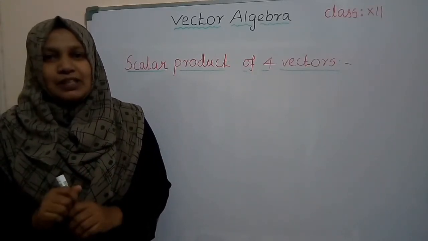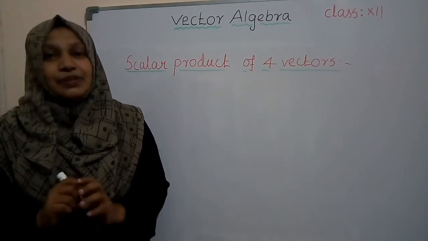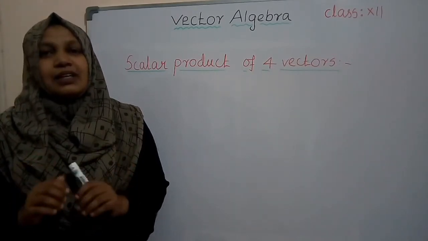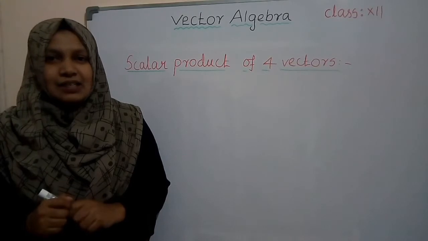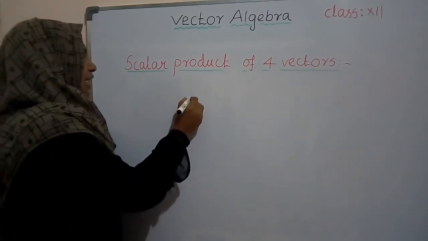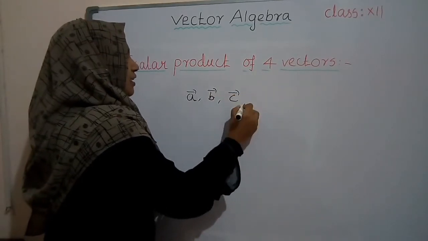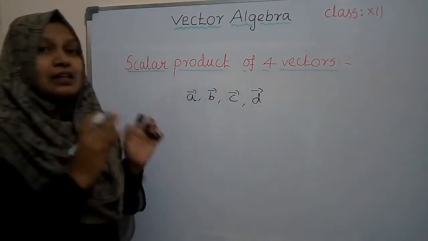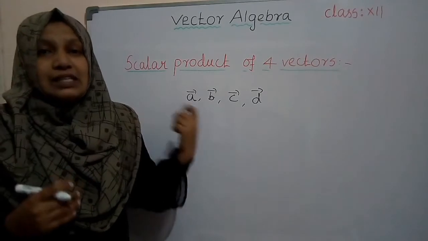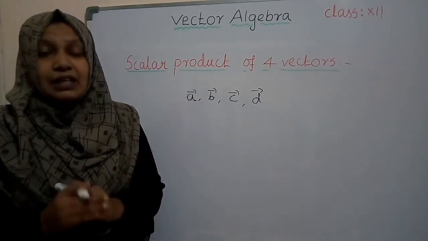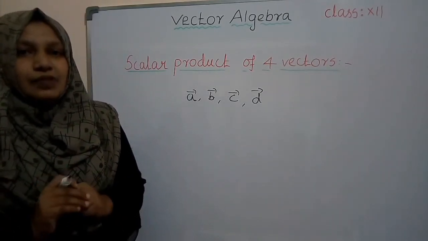Our today's topic is scalar product of four vectors. So now consider the four vectors. Let it be A vector, B vector and C vector, then D vector. So these are our four vectors. Using these four vectors, we are going to define scalar product of four vectors.